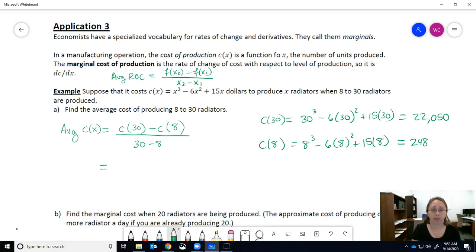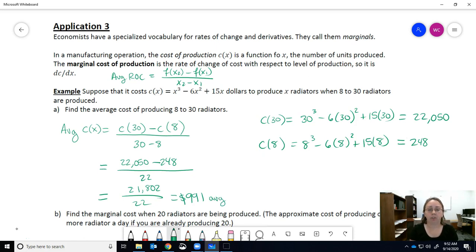All right, so we're going to plug our numbers in. 22,050 minus 248, all divided by, okay, we can go ahead and subtract. 30 minus 8 is 22. So on top, we're going to do our minus. We get 21,802 divided by 22. So divided by 22, $991 is the average cost per unit from 8 to 30 units.